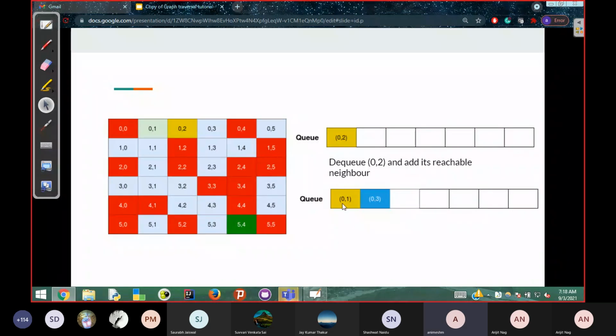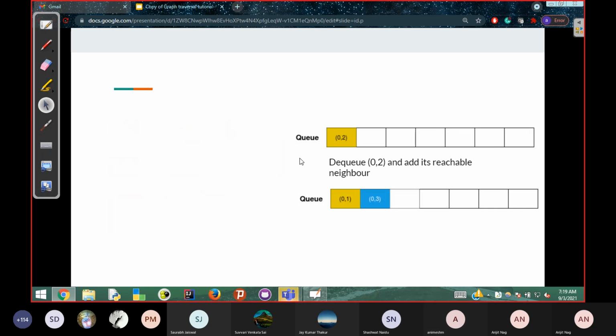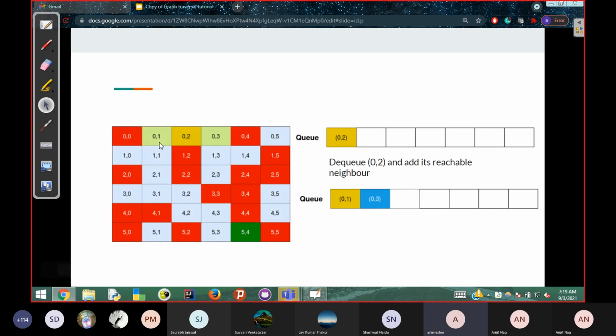Now, what is the next step? Again we enqueue 0 1 and 0 3. That is fine, but we need to mark the nodes also, because after some time we may want to go into these nodes again. So we mark 0 1 and 0 3, meaning these two are already explored.